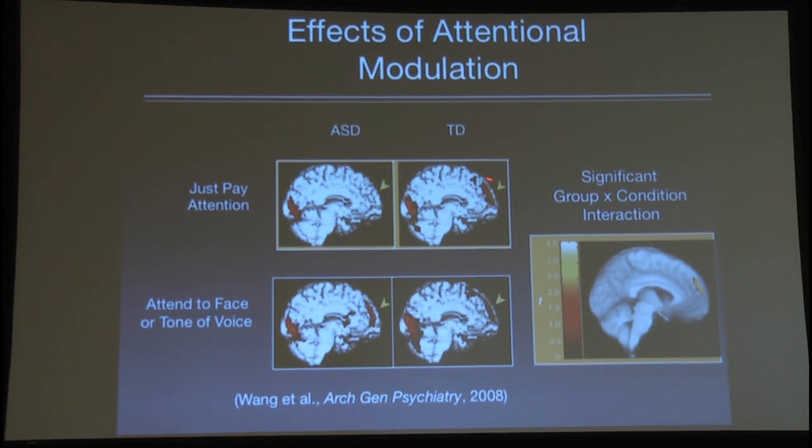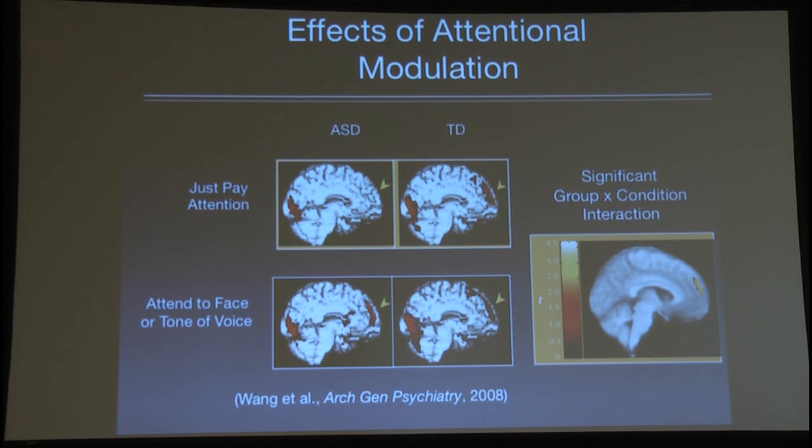And so here we find that, by the way, this is an important area in the medial frontal cortex that's involved in theory of mind. If we just say, just pay attention generally, but we don't tell them what to pay attention to, the typically developing kids get this no problem. The kids with autism don't. But if we say explicitly to the children with autism, pay attention to the face cues, or pay attention to the tone of voice, then that area, which is involved in understanding the intention of others, becomes active.